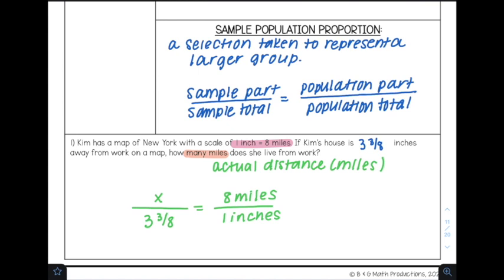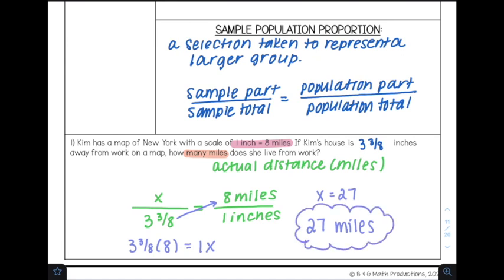So what we can do here, set up our proportion. So I have the actual 8 miles over 1 inch. I don't know how many miles, that's what I'm trying to figure out, in 3 3/8 inches. I know that's how far away her house is from work. So I'm going to cross multiply. So what I'll do is I'll multiply 3 3/8 by 8, and I'll get 1x, which is just x. And that should be the distance in miles from Kim's house to work. 3 3/8 times 8 will be 27. So x equals 27, which really would be 27 miles. And that's my answer for number 1.